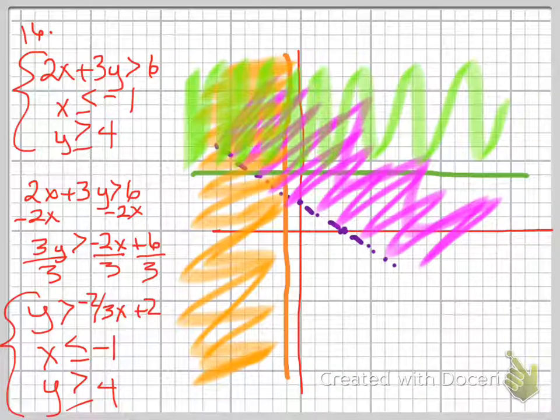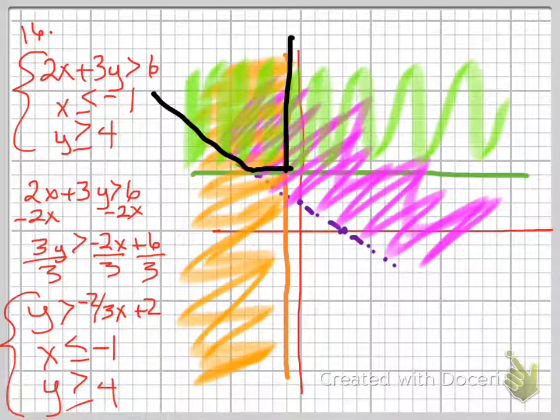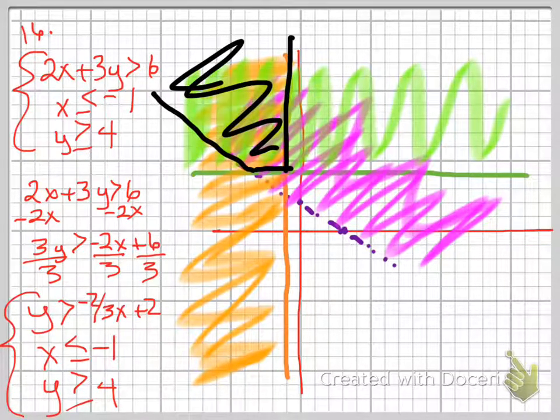Then I'm looking for the area where all three of those colors overlap. And you can see here that they overlap inside that black area there that it's outlined by. And that is the solution. That area is the solution to our system of equations.